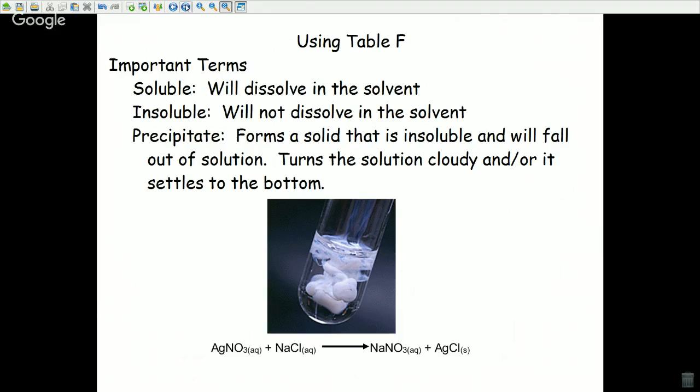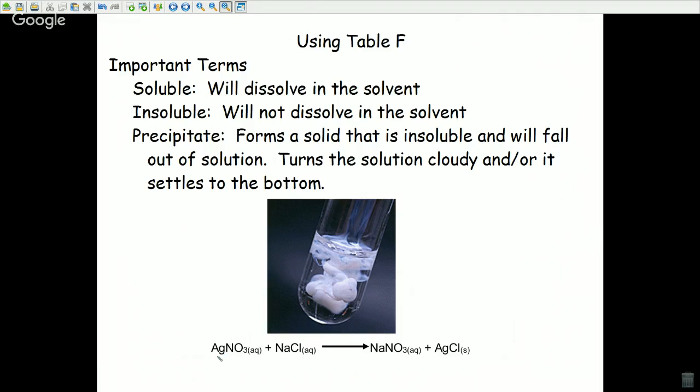Now, another chart that's very useful for solutions is table F. And there's some very important terms on table F. You have soluble, which means that it will dissolve in the solvent, and the solvent is water. If it's insoluble, it either has a very, very low solubility or it won't dissolve at all. And if it's insoluble, it'll form a precipitate that will usually fall to the bottom. But it might stay in solution for a while before it actually does.